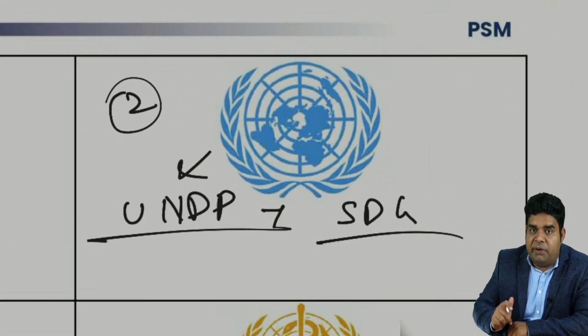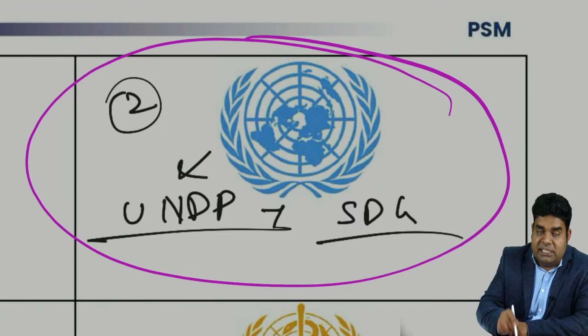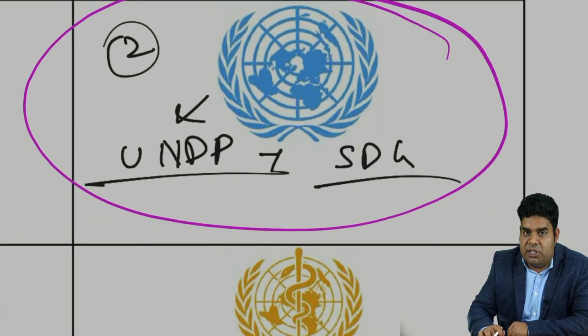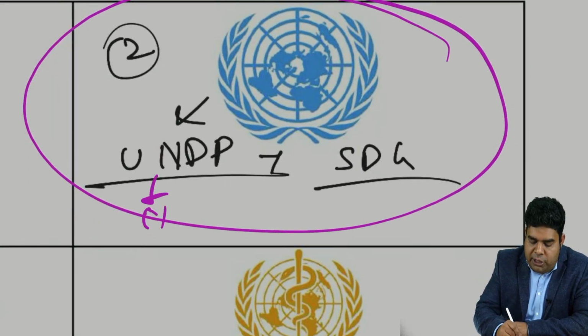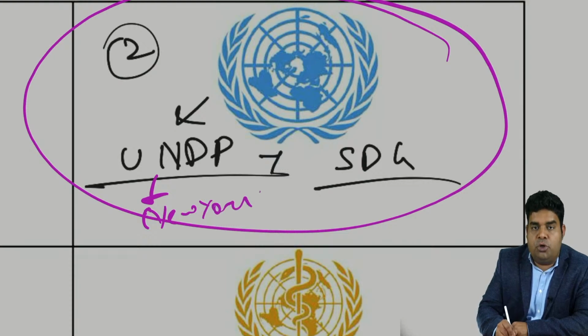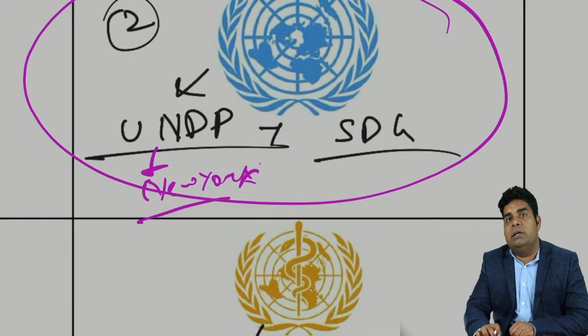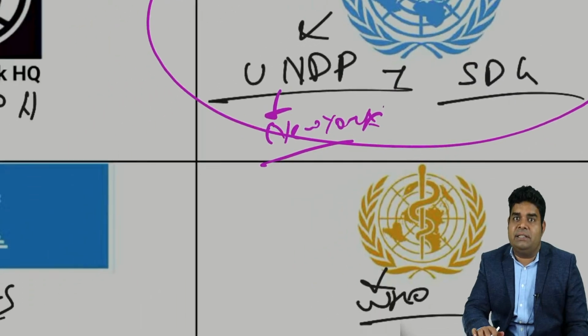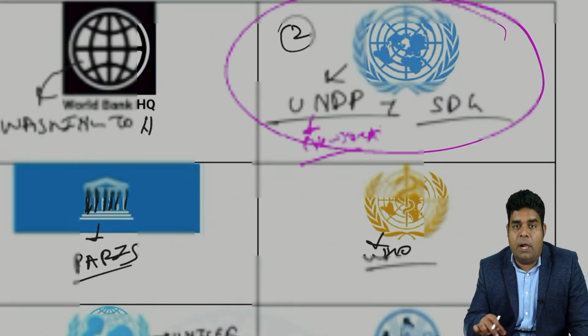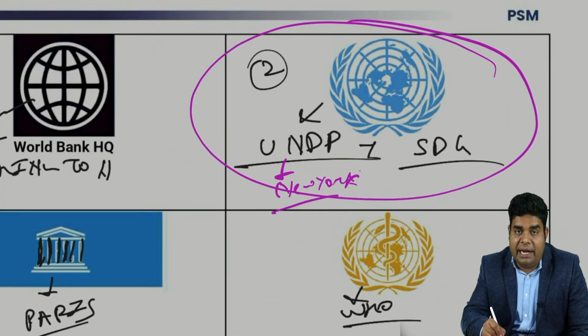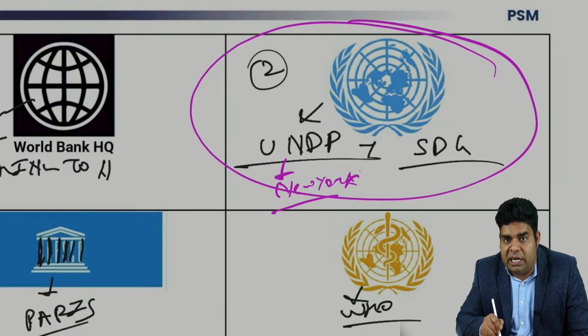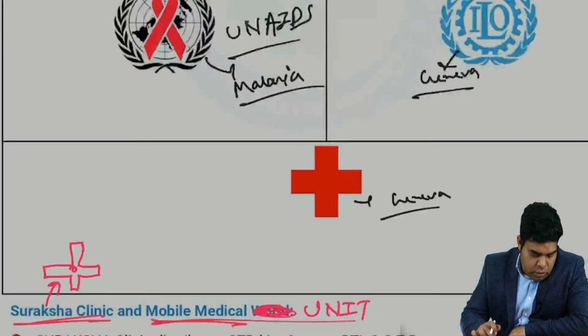UNDP logo is very difficult to identify. Remember, this is the UNDP logo, which gives fund for SDG. And where is the headquarter of UNDP? All UN New York except UNESCO in Paris and UNAIDS in Geneva. Okay, if they put a snake and ladder in the same logo of UNDP, it will become WHO. So these are the logos and all.